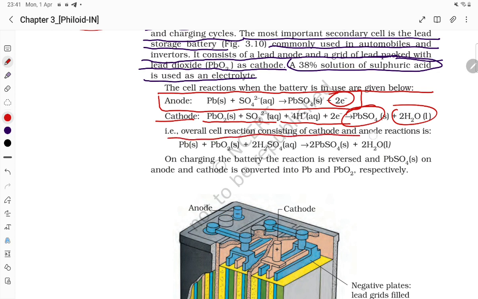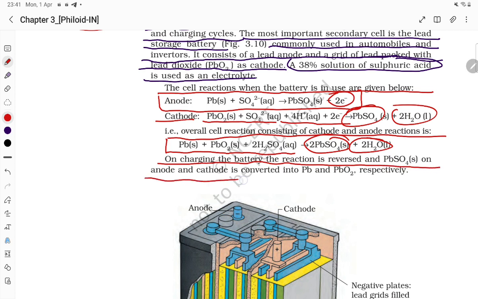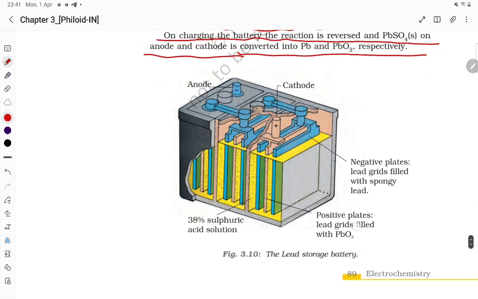The overall cell reaction, consisting of the cathode and anode reactions: Pb plus PbO2 plus 2H2SO4 gives 2PbSO4 plus 2H2O. On charging the battery, the reaction is reversed and PbSO4 on the anode and cathode is converted into Pb and PbO2 respectively.